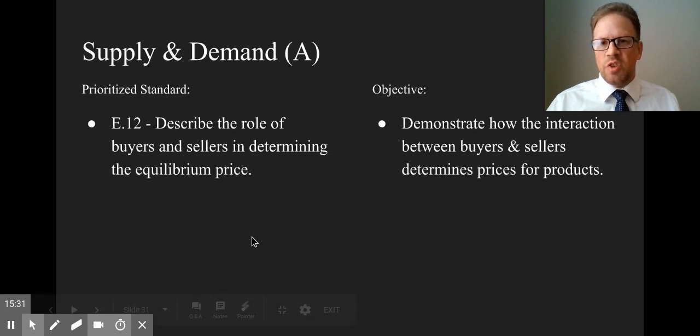All right, that was supply and demand, section A, markets and prices. Sorry for the length. Our prioritized standard was economic standard 12. Objectively, you can now demonstrate how the interaction between buyers and sellers determines prices for products.